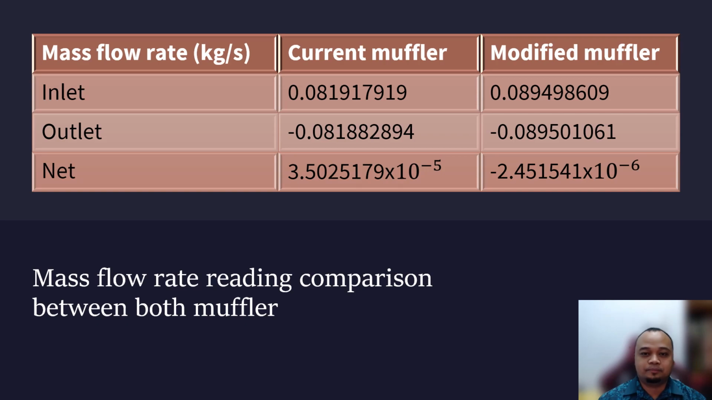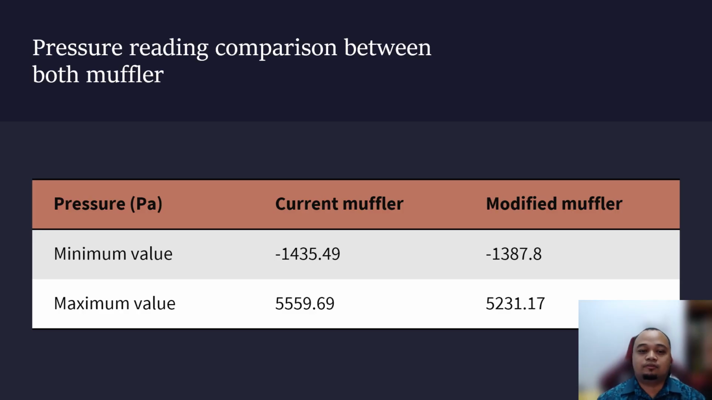The second result I got from the simulation is the pressure reading inside the exhaust muffler. There are two values here, a minimum and a maximum. We focus on the maximum value, which is what causes the back pressure itself in the exhaust muffler. From the table alone, it can be seen that the modified design of the exhaust muffler had a lower pressure compared to the current design.